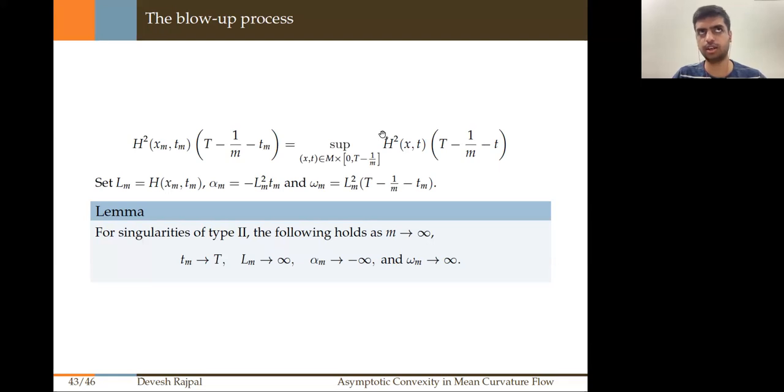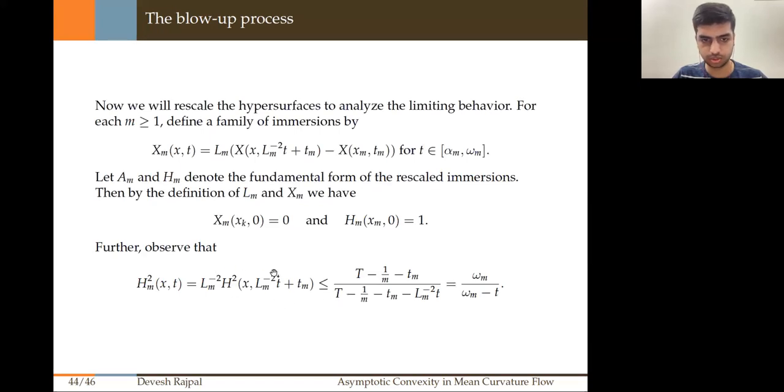So for any arbitrary space-time point, H square of that point times T minus 1 by m minus Tm is less than or equal to Hm of that point. So this was my Lm. I'm dividing this over here. So H square by Lm square is less than or equal to the time difference factor for Tm divided by this time difference factor. I'm dividing H square here to get an inequality based on the time differences: T minus 1 by m minus Tm divided by T minus 1 by m minus Tm minus Lm raised, this was coming because of here. And this evaluates to omega m divided by omega m minus T.